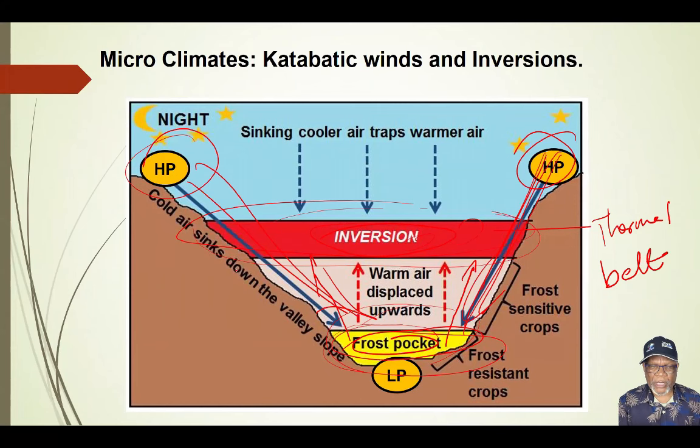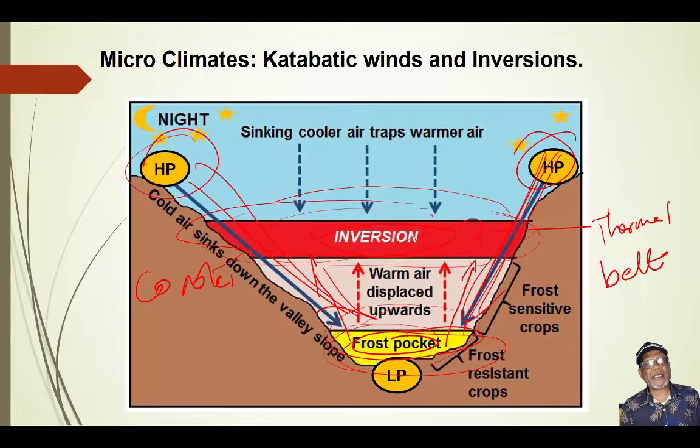So what will happen there? The warm air touches the cold surface, then we're going to have condensation taking place. Why is condensation going to take place? Because this air is warm and the surface is cooler. When there is contact between warm air and a colder surface, then condensation is going to take place.